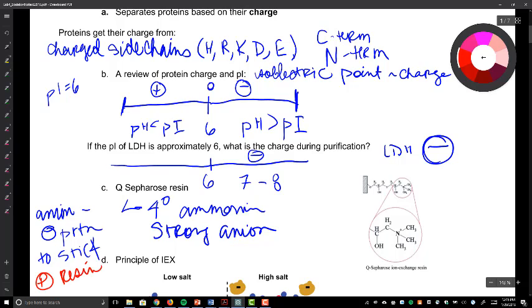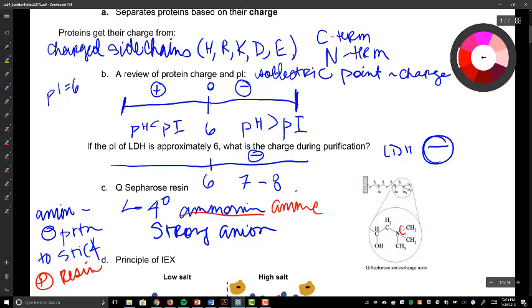And if we look over here at the structure of Q-Sepharose, we have again a quaternary amine. That would actually be a quaternary amine there.